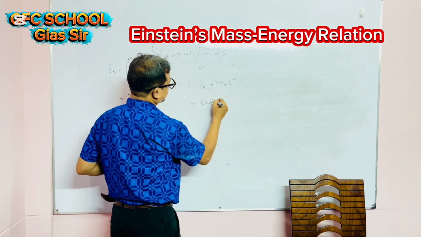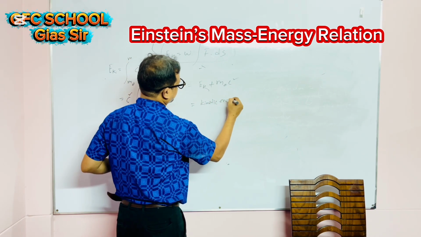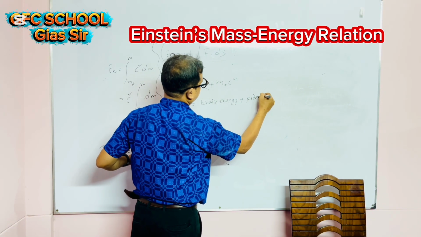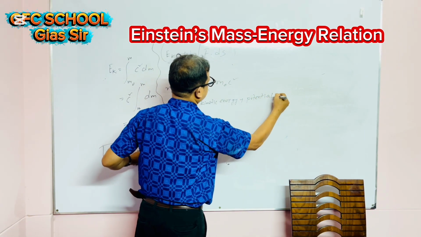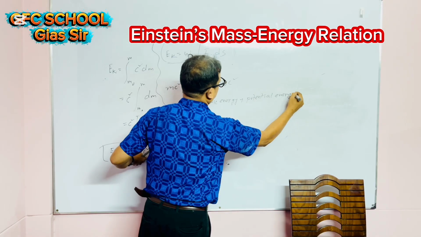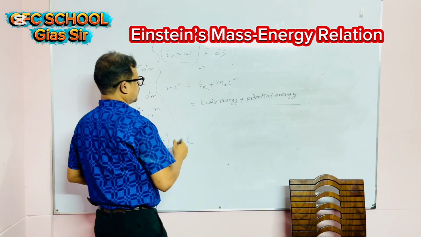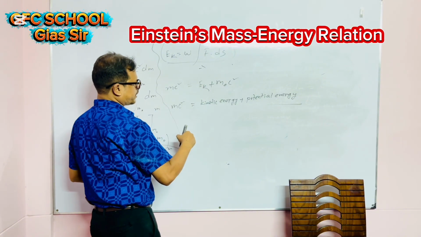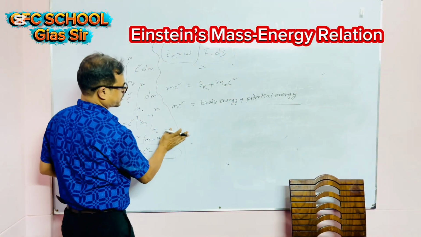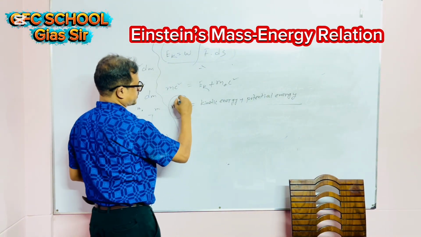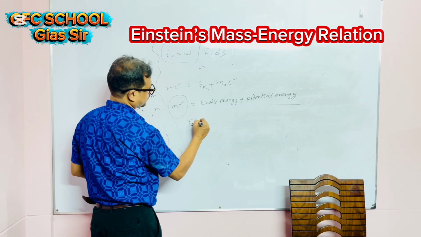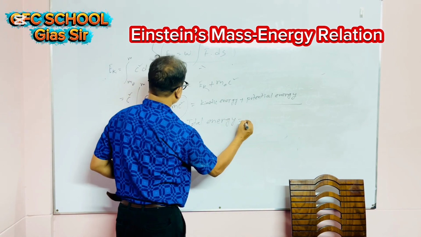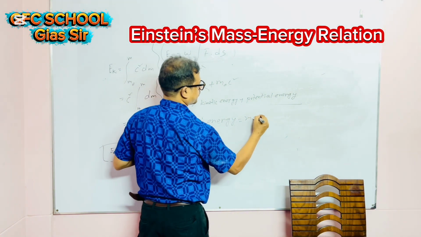Kinetic energy, okay. And this is potential energy. Potential energy. That means total energy. That means we can say, what can we say? This is total energy. We can say total energy equal to mc squared. Okay.